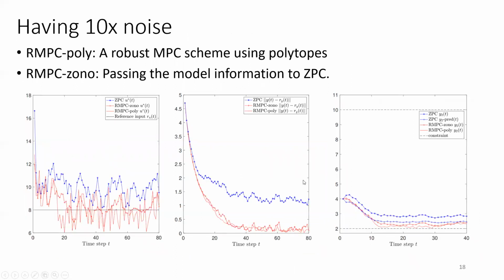Then we increase the noise to 10x to quantify the differences. As you can see, there is more error in ZBC because of the noise, which is expected because it's a data-driven controller. And we have a more conservative constraint tightening here. So this is the constraint, and ZBC is above.